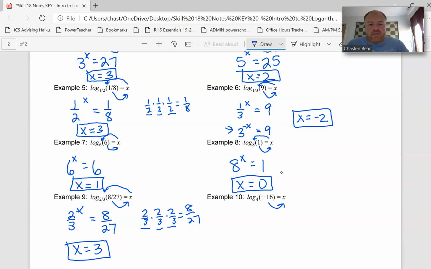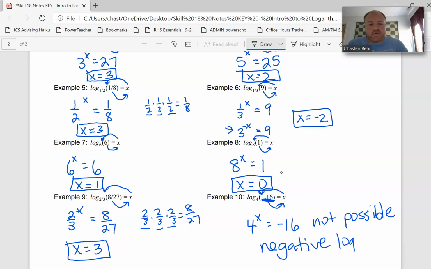Then the last one, if I do my loop-de-loo, I get 4 to the x equals -16. Oh, look at that. You can't raise 4 to an exponent and get a negative number, so this is not possible. And then remember, I said you can't have negative logs, okay? So that means you cannot do this one. So x is no solution. It's not possible. All right.